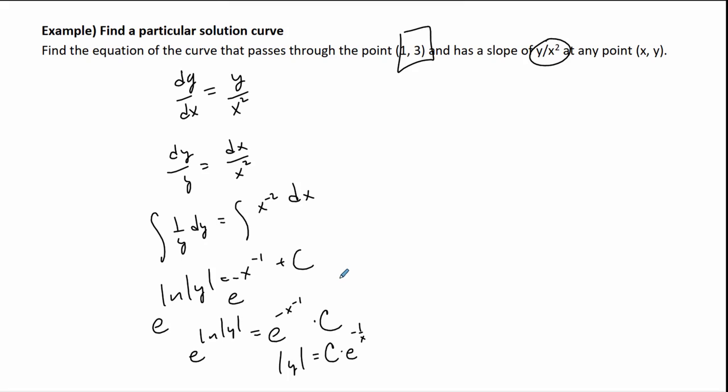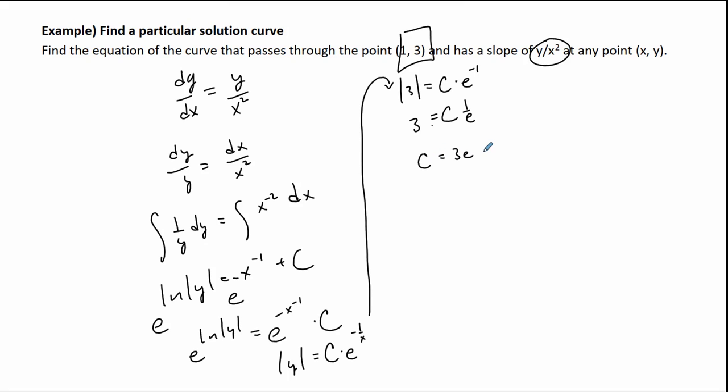Alright, so now let's plug in my x's and y's. It makes it easier. Because e to the negative 1, yeah, that's going to make it a lot easier, right? So we bring this up here. I get absolute value of 3 equals C times e to the negative 1, which means 3 equals C times 1 over e. Now when I solve this, I get C is equal to 3e. Okay? C is equal to 3e.